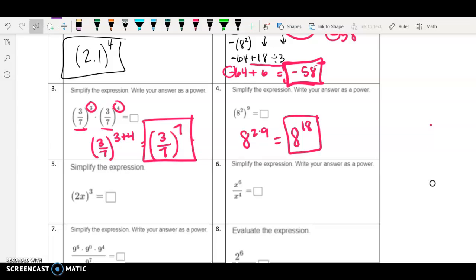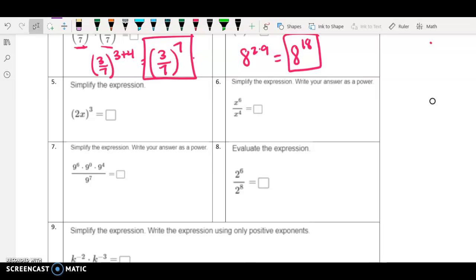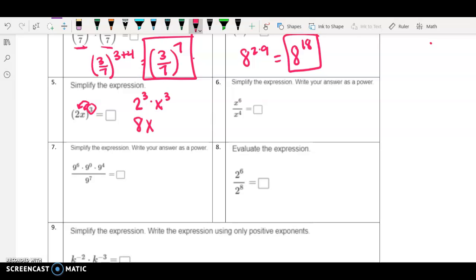All right, number 5. So simplify the expression. So remember that this exponent goes to both things inside of our parentheses. So this is now 2 to the 3rd times x to the 3rd. And so remember, this is 2 times 2 times 2. So 2 times 2 is 4, times 2 is 8. So that's actually 8. And then x to the 3rd because we can't simplify a variable.